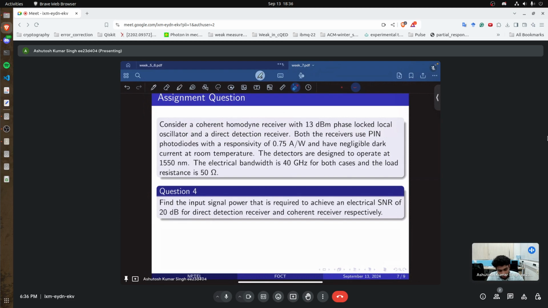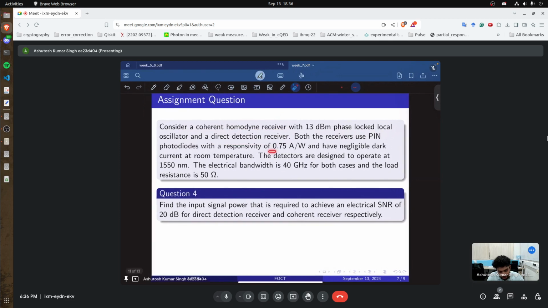That would mean that this is a homodyne detection. So here we have two schemes, a homodyne detection and a direct detection. Both receivers use PIN photodiodes with similar responsivity, 0.75 amps per watt, and negligible dark current at room temperature, so ID is equal to 0. The detectors are designed to operate at 1550 nanometer, and the electrical bandwidth is 40 gigahertz for both cases, and load resistance is 50 ohm.